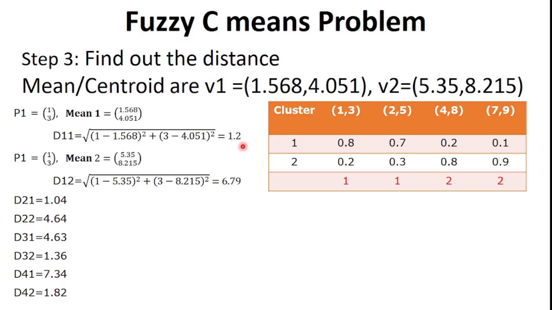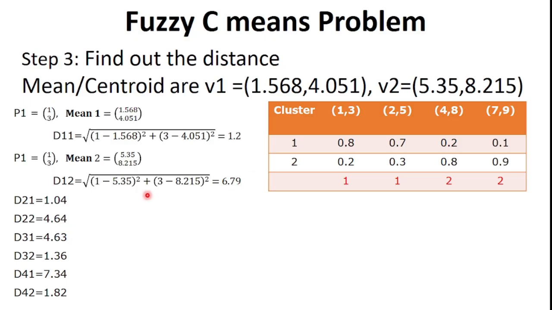If you simplify, you will get 1.2. Same way for P12, how will you calculate D12? First data point versus mean 2. So it is the square root of (1.535) whole square plus (3 minus 8.215) whole square, and you will get 6.79.